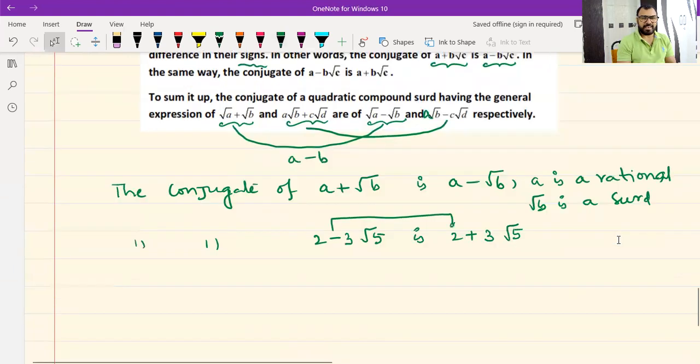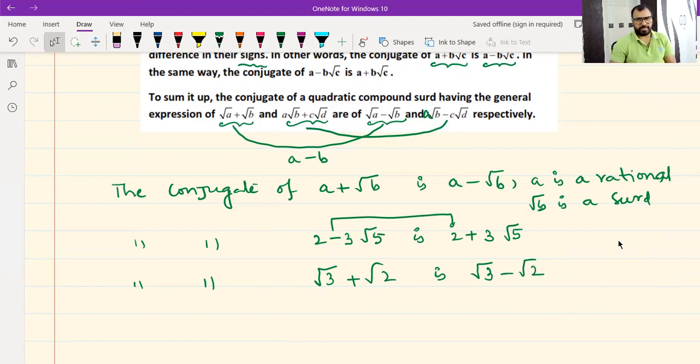Or I can give another example, the conjugate of root 3 plus root 2 is, you can keep the minus sign either before root 2 or before root 3. Or you can write root 2 minus root 3. Either of these two is the conjugate of root 3 plus root 2.